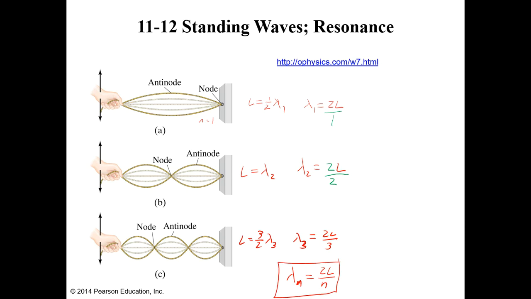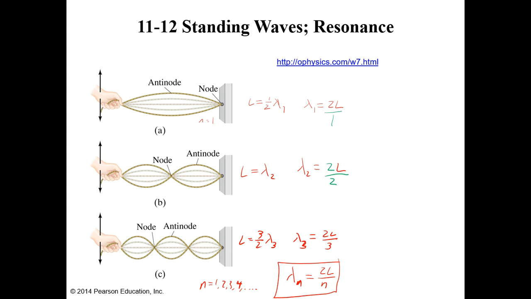Pretty cool. And by the way, harmonic number can be any number, 1, 2, 3, 4, and so on. But it has to be a whole digit, a whole integer. It cannot be a fraction or decimal. You can't have a half a harmonic. That doesn't make sense.